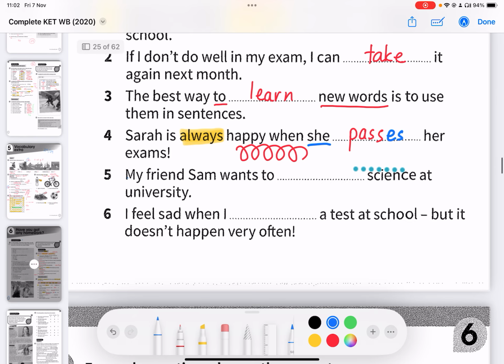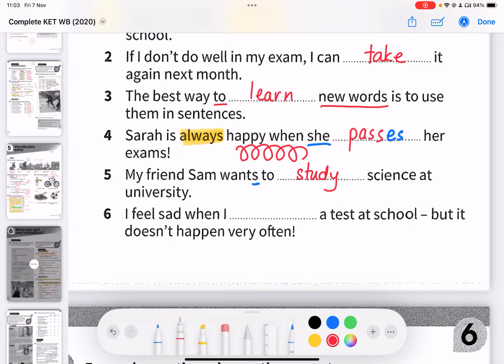Number 5. My friend Sam wants, see, to, muốn làm gì đó, blank science at university. So my friend Sam wants to study science at university. Yes, here science is not only one thing. Science means khoa học. Khoa học means if you go to university, you have to learn science, môn học đó, môn khoa học. But you also have to learn how to do research, cách làm nghiên cứu, or you learn how to do presentation, you learn to collect data, all of these things. So you have to learn many things so that you can study science.